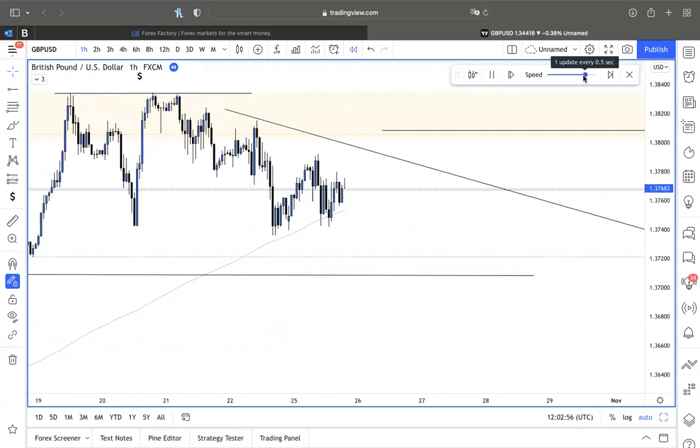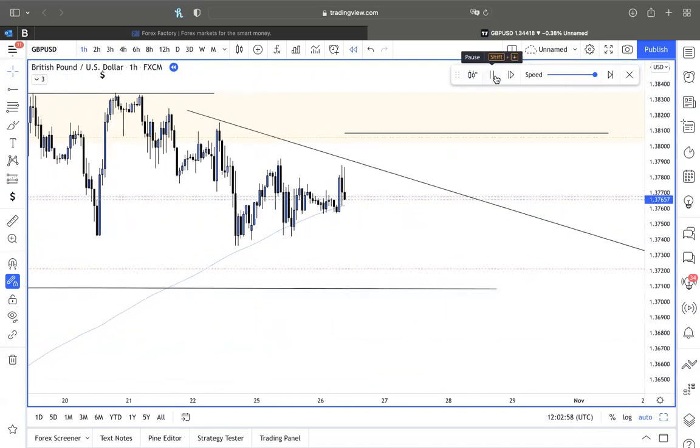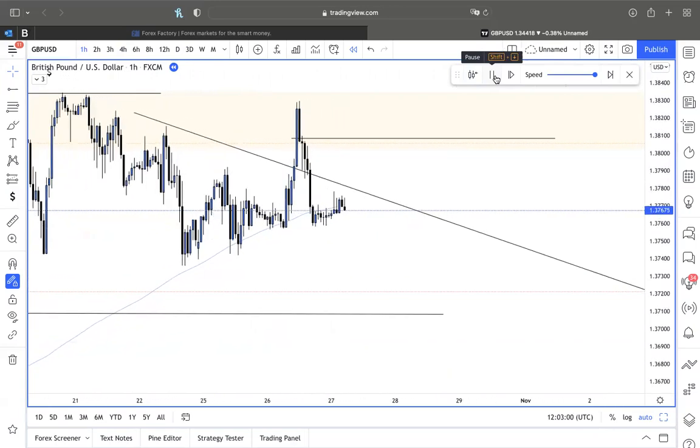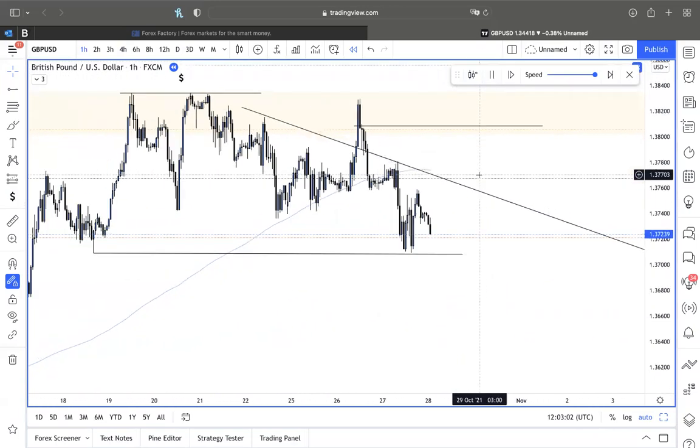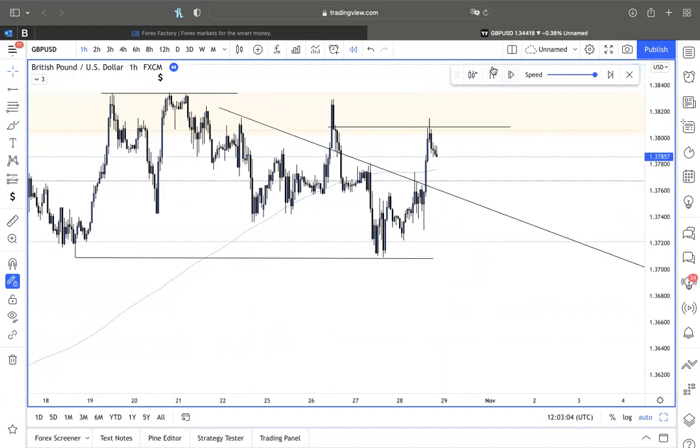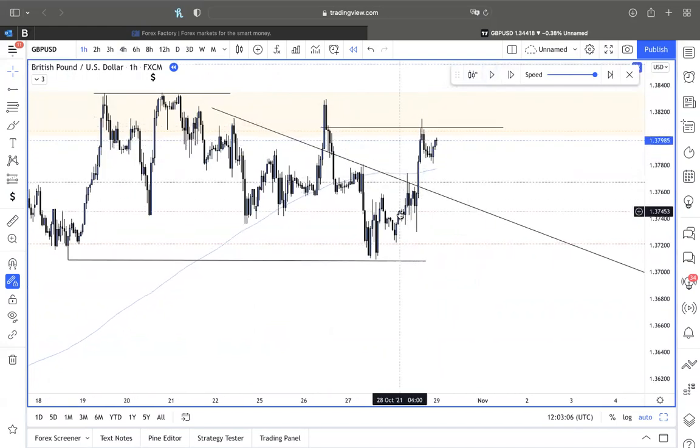Cool. Right, let's wait for this. I don't want to speed up even more. There we go. So you see all this, and then I entered the sell here. I entered one about here and then one about here.